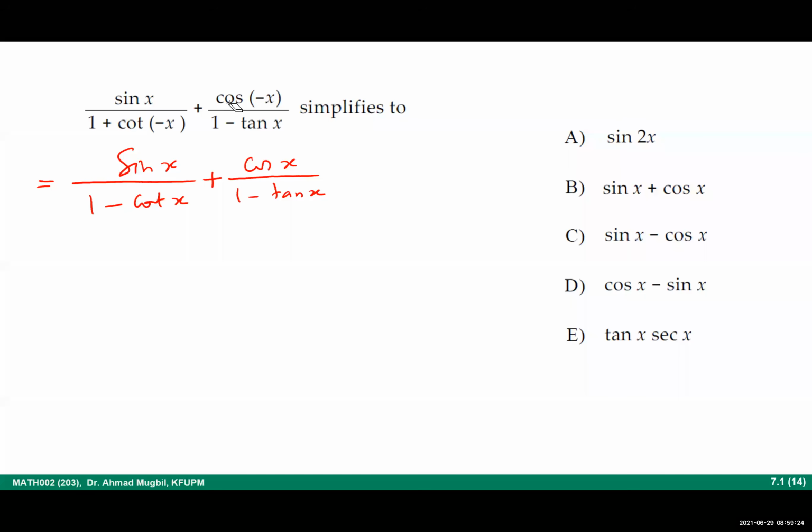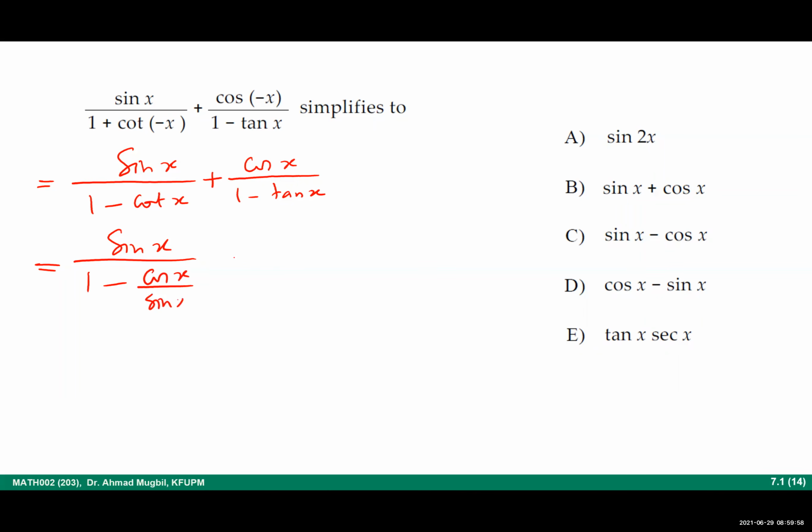Thank you, Khalid. Let me just mention that Khalid also has the right answer. And of course, Muhammad. Excellent. Now, this will be equal to sine x over 1 minus... Let me ask Aqil, are you here? Yes, cotan. What is cotan? Cosine over sine. Cosine x over sine x. Thank you. Plus cosine x over 1 minus... What is tan, Aqil? Sine over cosine.